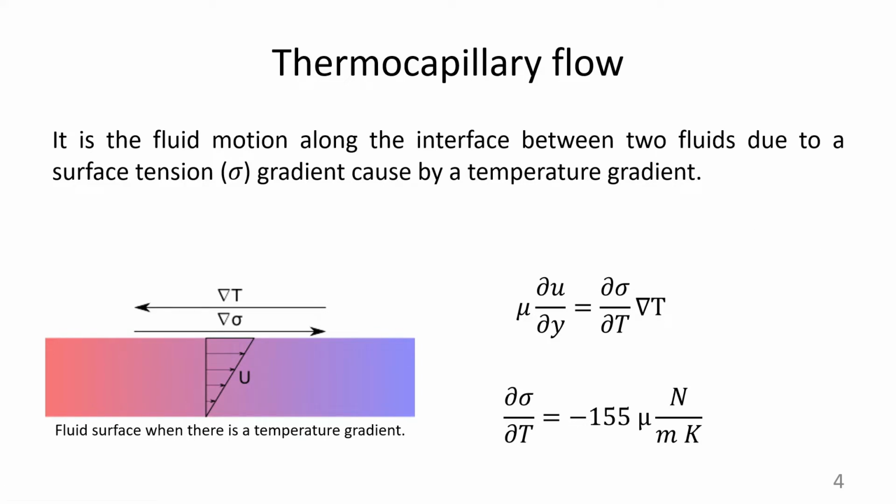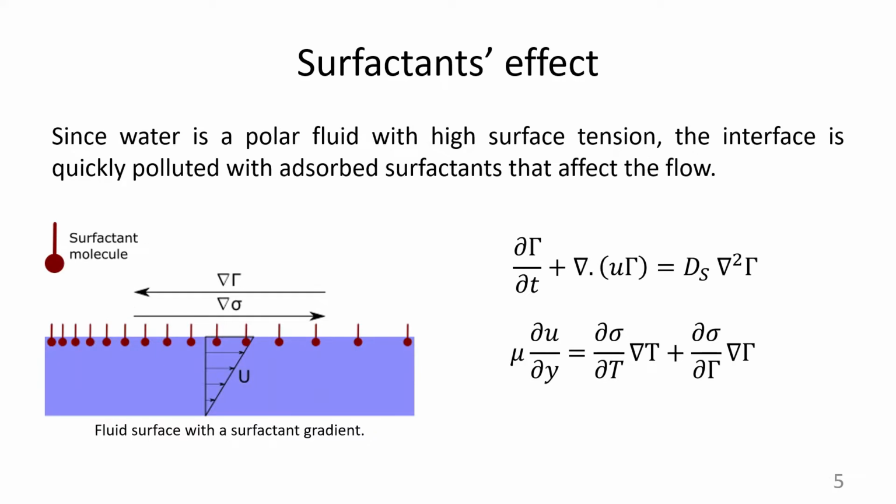So the problem of using water as a fluid is that water is a polar fluid with very high surface tension. So it means that molecules like surfactants can very quickly and very easily adsorb at the air-water interface, and when these molecules adsorb at the interface, they reduce the surface tension. And if then you have a gradient in concentration of these molecules, surface concentration of these molecules, you will also have a Marangoni flow due to concentration gradients instead of temperature gradients, and this gets coupled with the temperature effect mentioned before through these two equations.